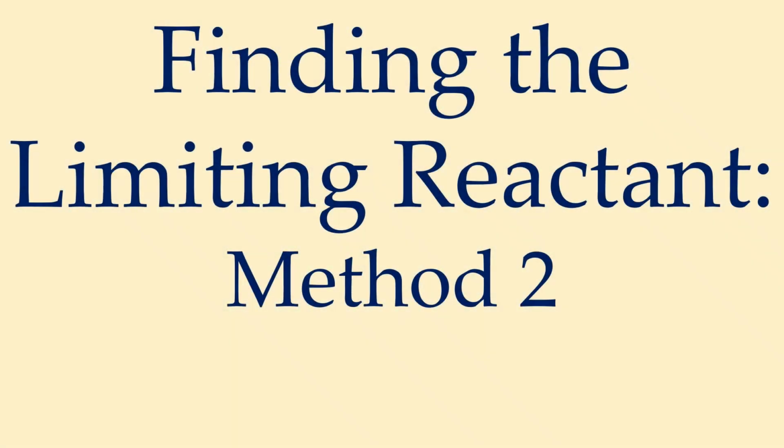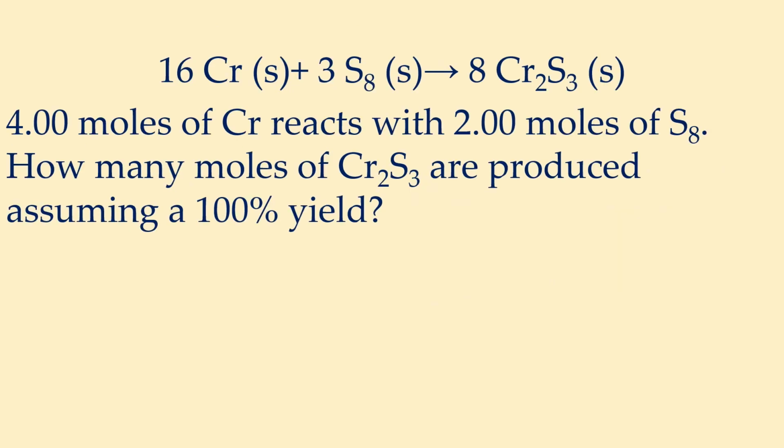This is finding the limiting reactant. There are two methods. In an earlier video, I explained the first. In this video, I'll describe the second. In this problem, 4.00 moles of chromium reacts with 2.00 moles of molecular sulfur, S8. How many moles of chromium-3 sulfide are produced, assuming a 100% yield?